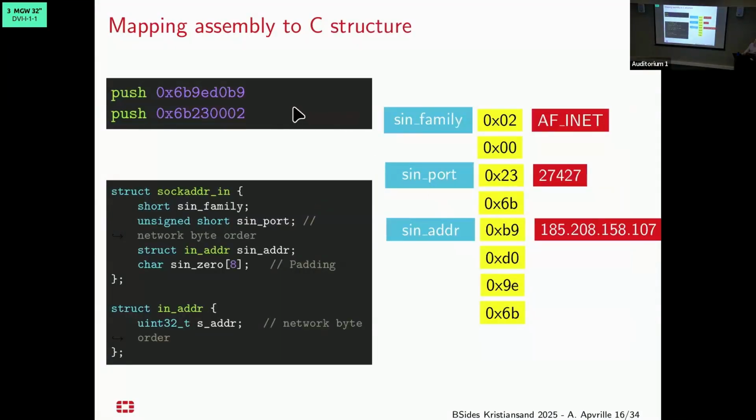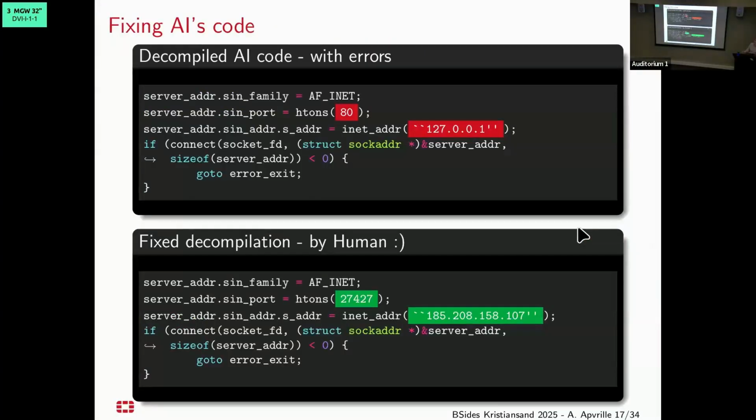And if you map this assembly to the C structure which corresponds there, well, you see you're going to have AF_INET, but you have 23 here, 23, 6b there. This is going to be the port, so it's not port 80, but port 27,427. And same, the IP address is not the localhost address, but this remote IP address. So actually, the AI was wrong. We are not contacting something which is local. We are contacting a remote website, which makes much more sense, actually.